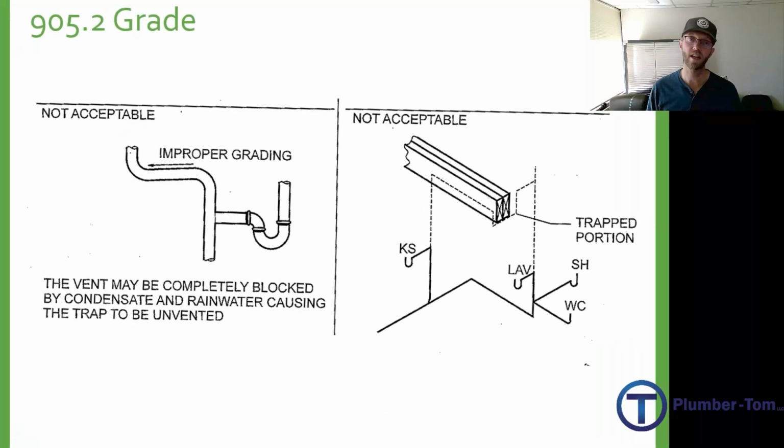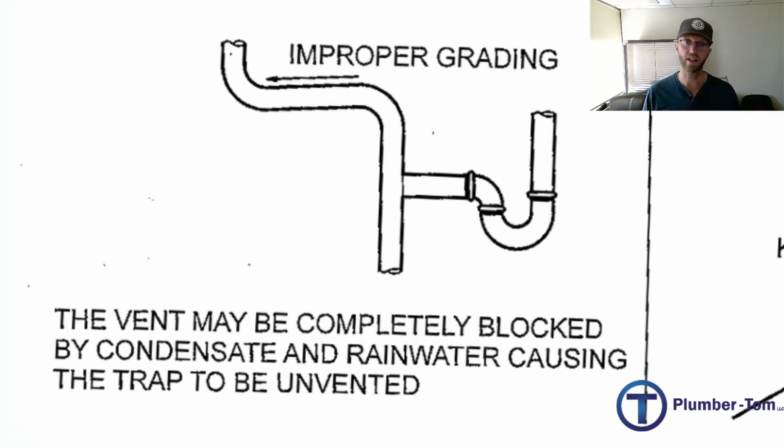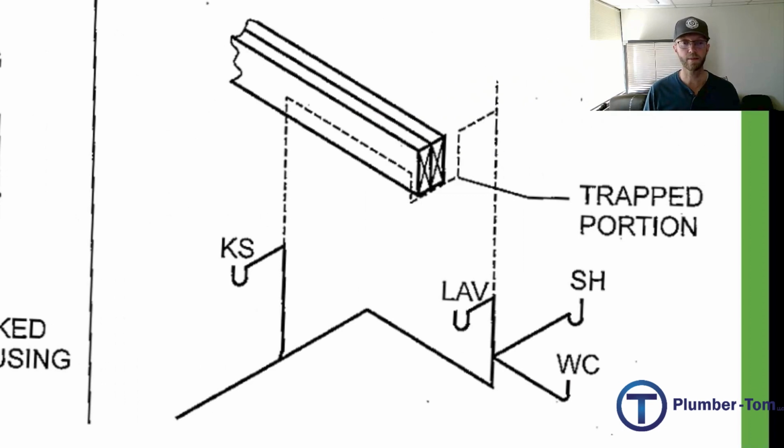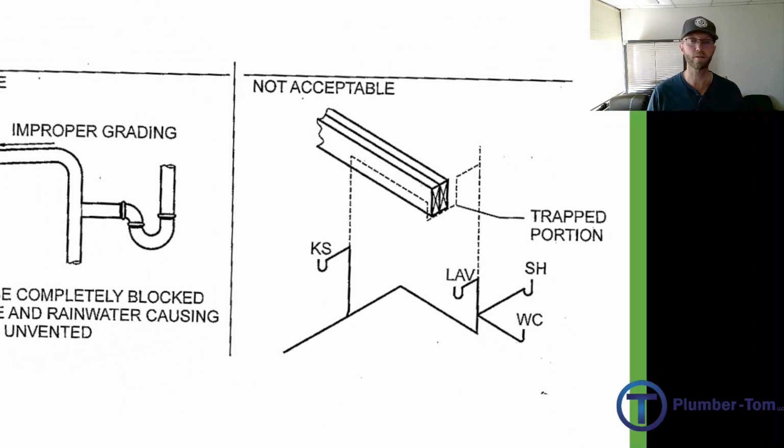Let's look at what not to do. Obviously, reverse grade on anything could create a belly, a trap, and that would stop the airflow. So here we have that same kitchen sink scenario where they try to come over, but then thinking, oh, we've got to connect at a certain elevation, they've gone under the beam and then come back up to connect to that bathroom group vent and created a trap. That could fill with water, that could block the vent, so that's not an acceptable way to run these pipes.